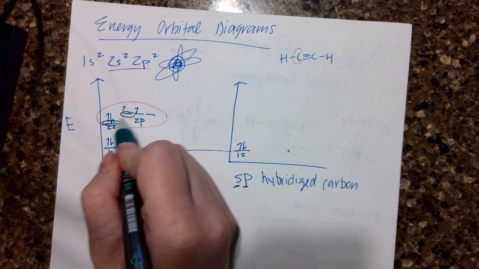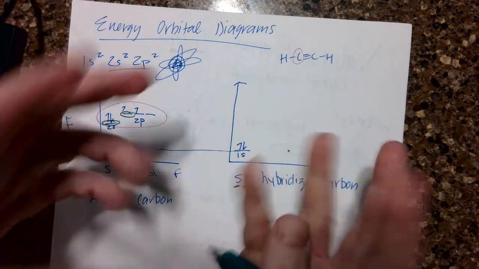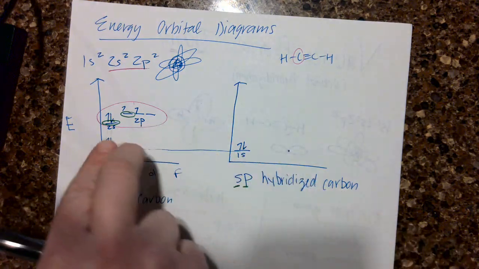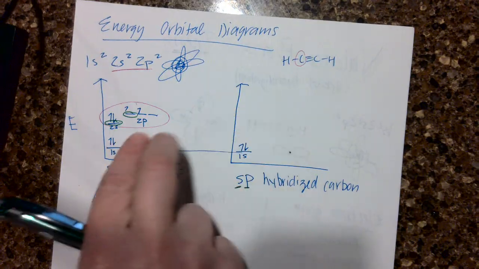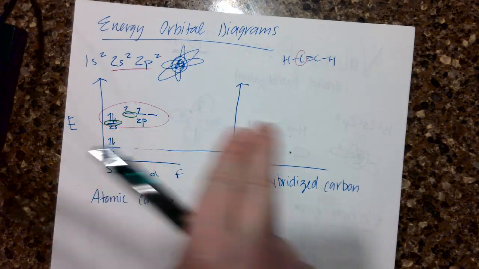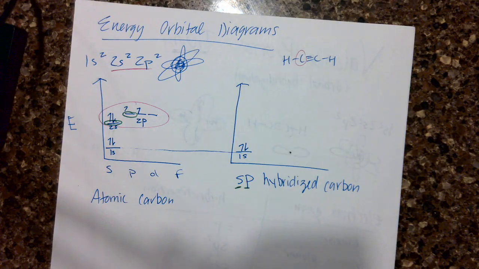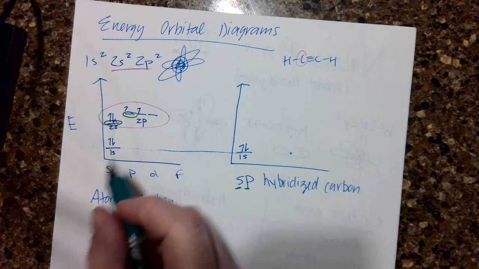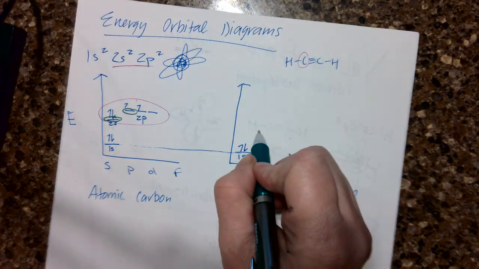I'm going to be taking these 2 guys here, this S and this P, and I'm going to mix them together and then put them in 2 equal piles, right? I am using 2 of these so I can make 2 of these. However many of these I use, that's how many of these I can make, right? My atomic orbitals have to equal the same number of hybrid orbitals or molecular orbitals that I'm making.